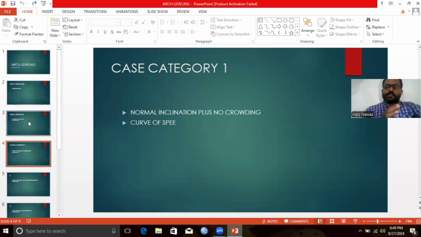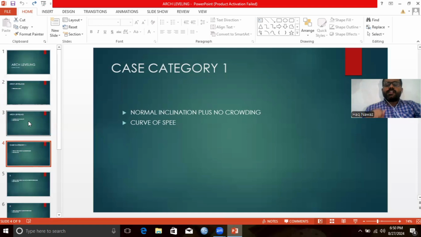Now we will categorize our patient into different categories. Whenever a patient comes to you, you will study the patient, match the patient with one of these categories, and apply the mechanics that we will discuss today to that patient. As I have already said, the vertical problem should be treated in the first phase of treatment, which is basically alignment and leveling. This is the leveling we are talking about in the alignment and leveling phase.